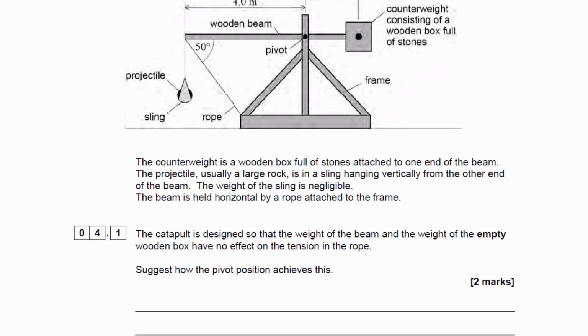So the weight of the box acts this way. The weight of the beam will therefore have to be on the other side of the pivot, over here somewhere, in order to cancel out the moment due to the weight of the box. The weight of the box would be a clockwise moment, following the line of action of the force and then going around the pivot. And the weight of the beam would be an anti-clockwise moment. Those two moments should be equal and opposite, about this pivot point. If so, they cancel out, and they will then have no effect on the tension in this rope.